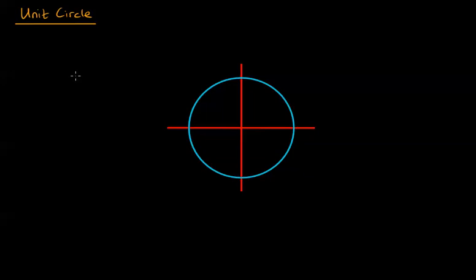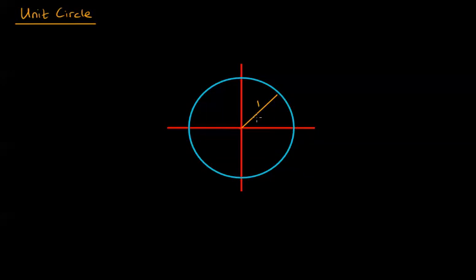Okay, so let's look at properties of the unit circle and see what things it can help us work out. This is a unit circle, and what that means is its radius is 1 unit long. So that could be 1 centimeter, or whatever you want.